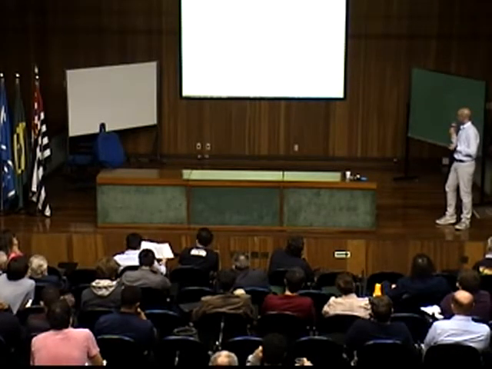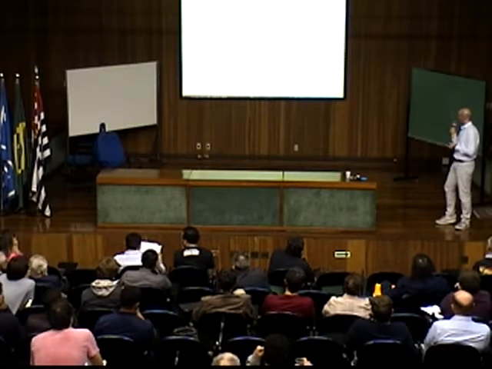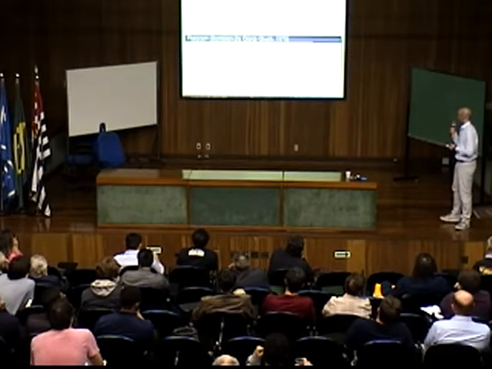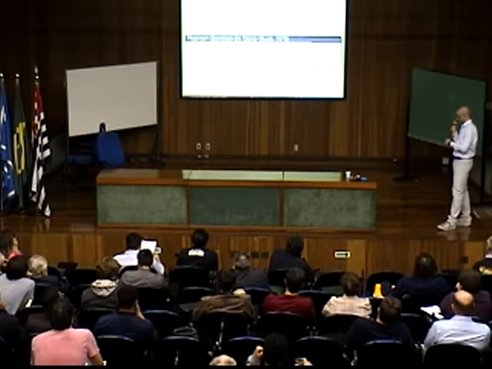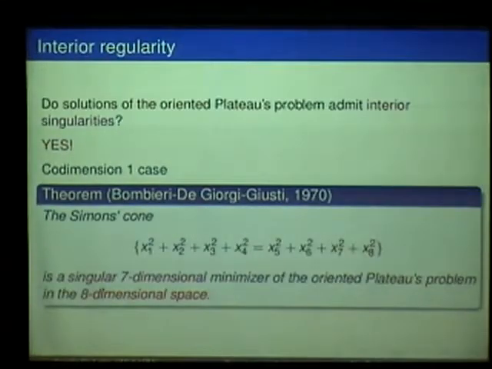Unfortunately, the solutions of the oriented Plateau problem admit interior singularities. In the codimension one case, the first singularity that you encounter is for 7-dimensional surfaces in 8-dimensional space. This is a very famous example: the cone over S3 times S3 in R8. It's called the Simons cone. It was proved in a famous paper by Bombieri, De Giorgi, and Giusti that this object is actually a solution of the oriented Plateau problem in 8-dimensional space, and it has a point singularity at the origin.